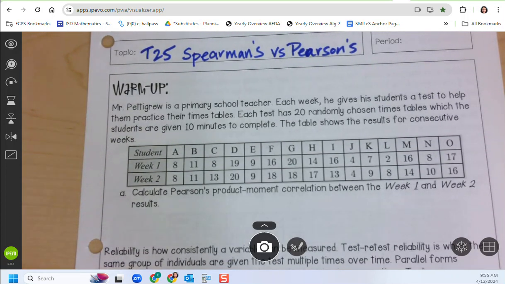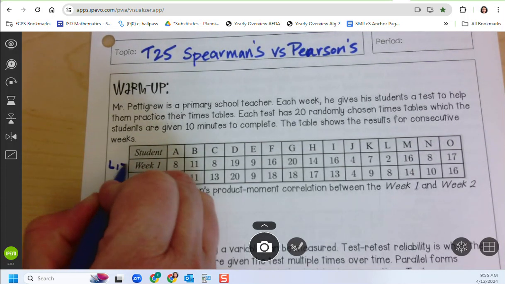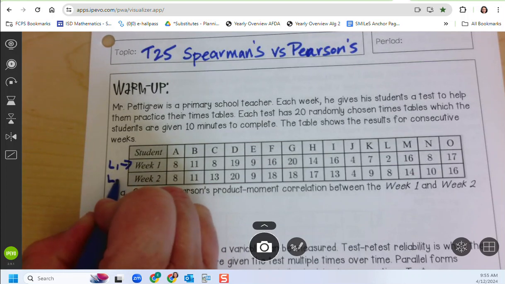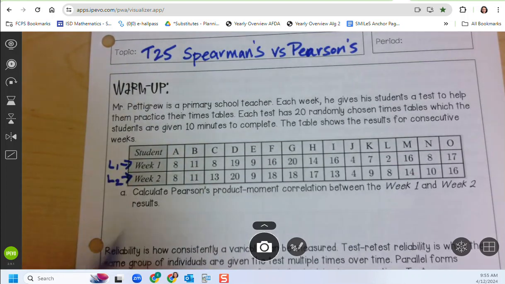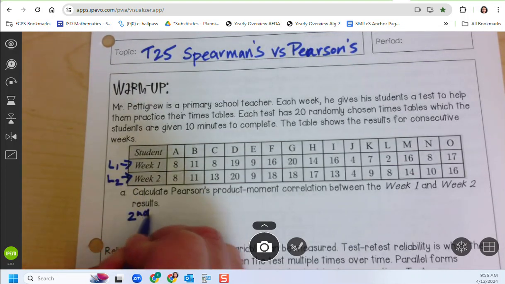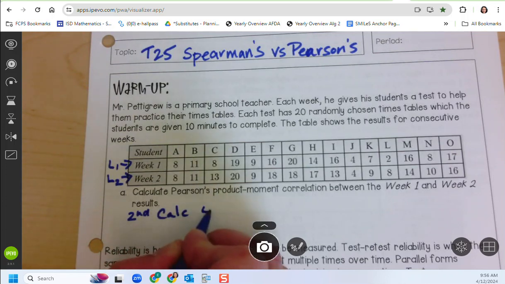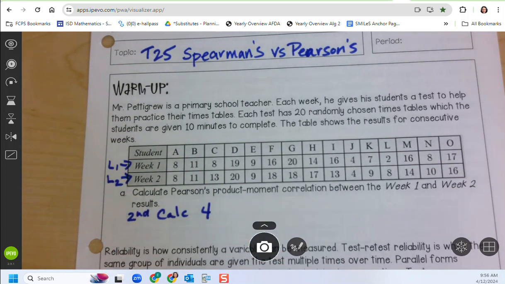All right. So we're going to calculate the R value, which is the Pearson's product moment correlation between week 1 and week 2. And so hopefully you already put this into list 1, and you did this in list 2, and then you did second calc 4, which did a linear regression, and it gave you an R value.